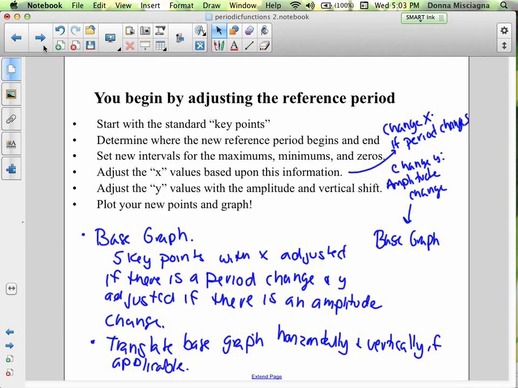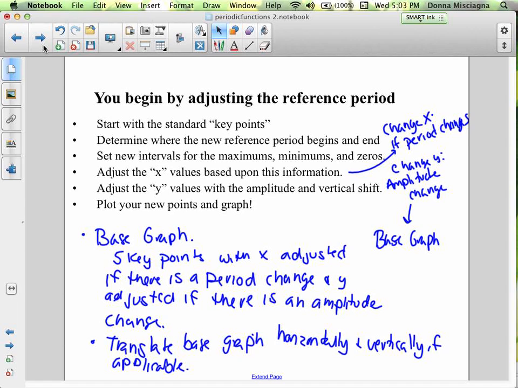If the period of the graph is not 2 pi, then we're going to have to change our x values for the graph so they correspond with when the function would go through its 5 key points. All right, so if the period changes, we're going to change x. And we do that simply by figuring out what 1/4 of the period is and by counting up by whatever that value is. If there's an amplitude change, we're going to change y. That'll be our base graph.